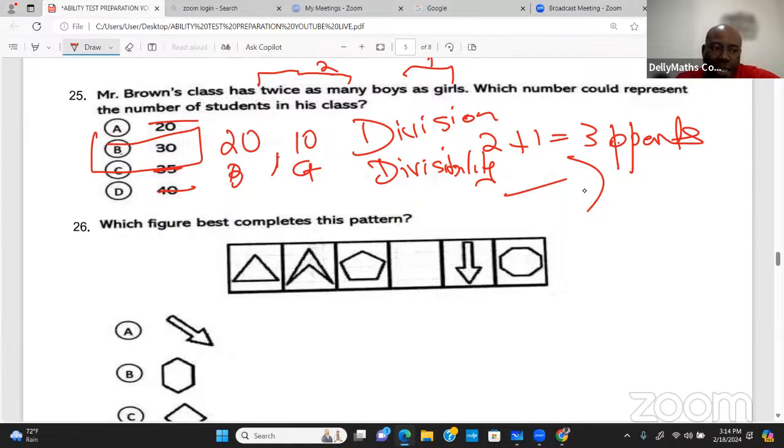Because if they had picked 18, one gets 12, one gets 6. If they had picked 15, one gets 10, one gets 5. If they pick 3 alone, one gets 2, one gets 1. You understand? So it works. If they pick 6, one gets 4, one gets 2. So anything that 3 can go into will make this right. And that is why they make sure that there's only one number there that 3 can go into.